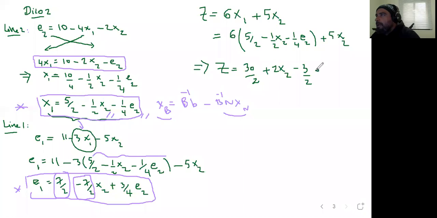Now I have a question to ask. First of all, do you all agree with this result? I have 6 times 5, 30 over 2, which is 15. I have minus 6 over 2, which is minus 3, plus 5. So I get 2x2. And then I have minus 3 over 2 E2. Now there is an indication. Something here is whispering to you whether you've reached the optimal or not. Did you reach the optimum, guys? Is this solution optimal? In other words, is this the best you can have for Z?